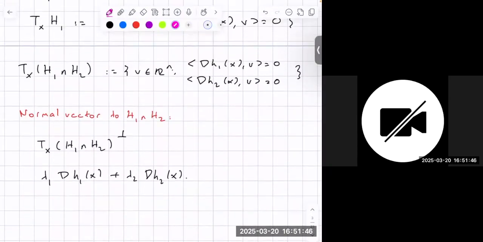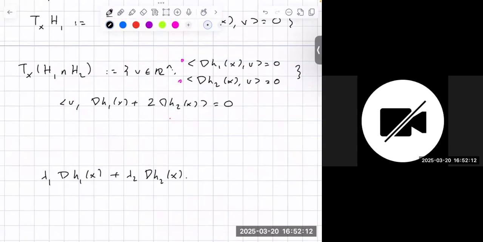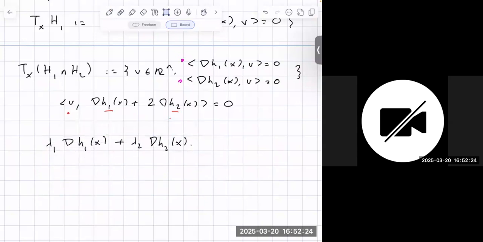And now, what is the common tangent space? Let me rewrite what is here. It is everybody that is orthogonal to both of these gradients, right? So if you take that same vector v, and I say first gradient plus twice the second one, I'll still get a 0, right? Because v times this is 0, v times the other is 0 as well. So v is orthogonal to any combination. You could write it this way: this times v will always be 0.